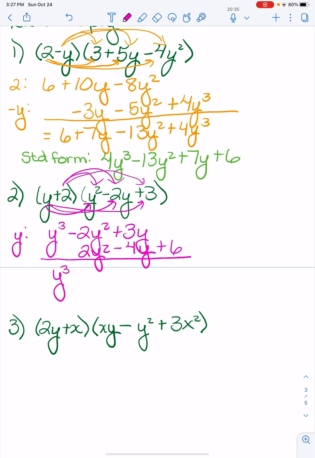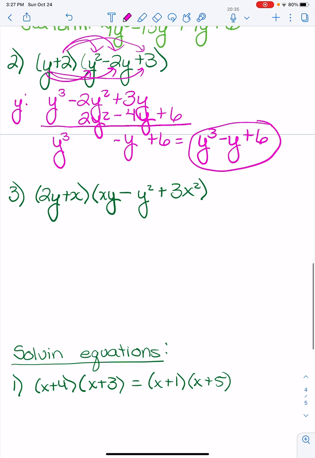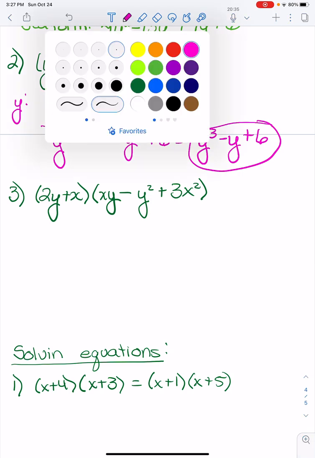Y cubed, ooh, nothing. Negative 2y squared plus 2y squared is 0, minus y plus 6. So just put them together. Y cubed, it's okay that we don't have a y squared term. That happens. Perfectly good answer. All right, we like when interesting things happen.